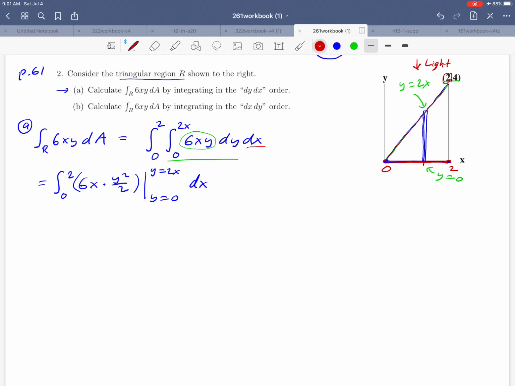Okay, and we can do a little simplifying here. If you look at this function, 6 over 2 is 3, so this simplifies down to 3xy squared. So if we rewrite this integral, it looks like the integral from 0 to 2 of 3xy squared evaluated between y equals 2x and y equals 0, dx.